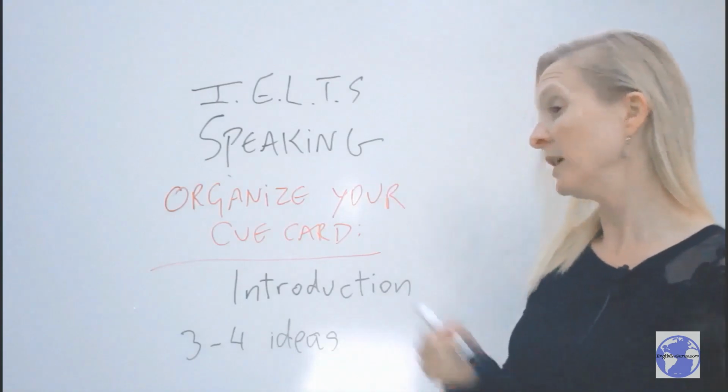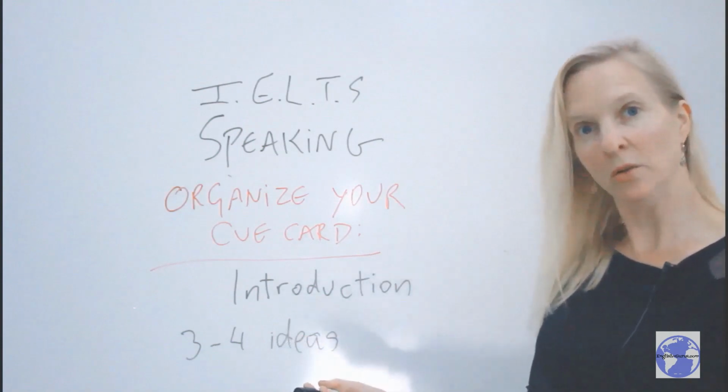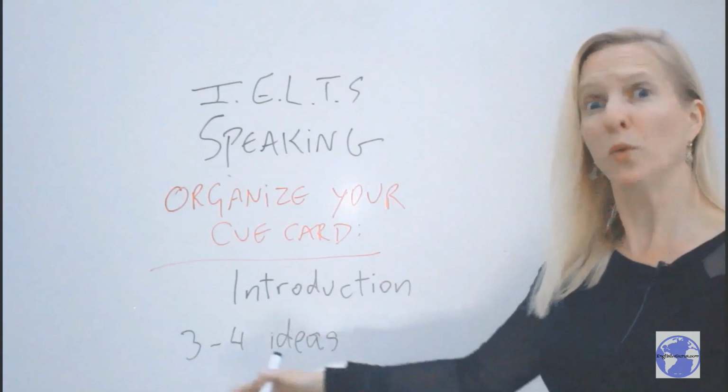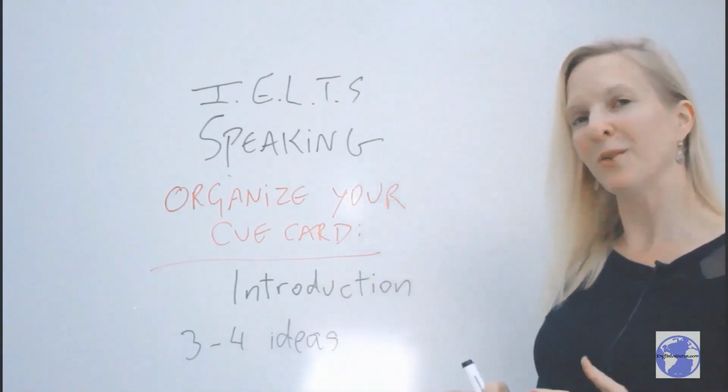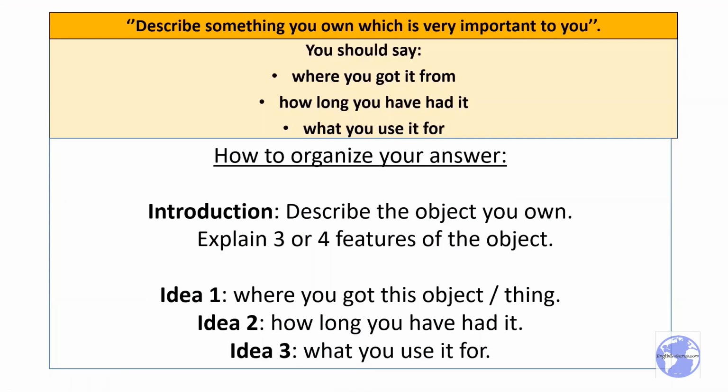Number 1, where you found him or where you got him. Number 2, how long you have had him. And number 3, what he eats. But of course, you're going to improvise those ideas. Let's take a look at a question that may come up in Part 2.